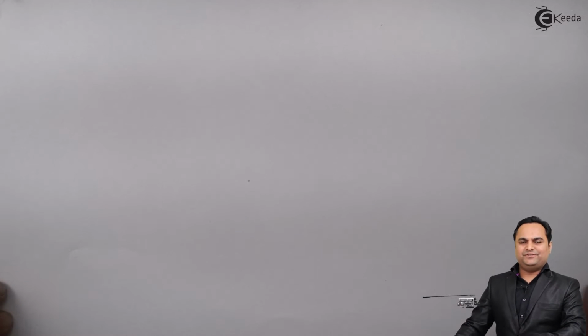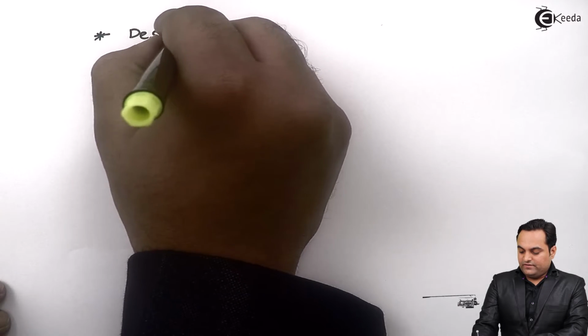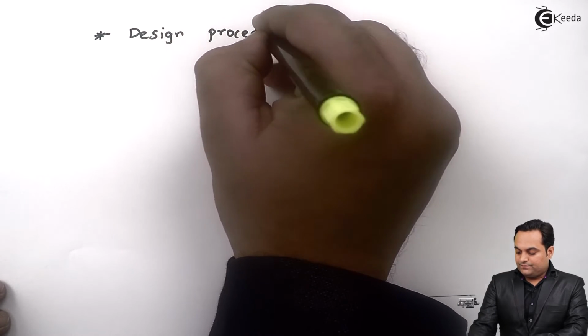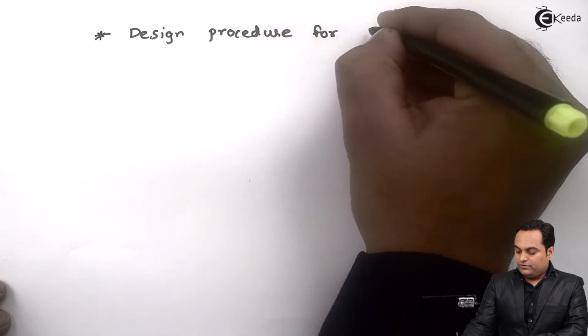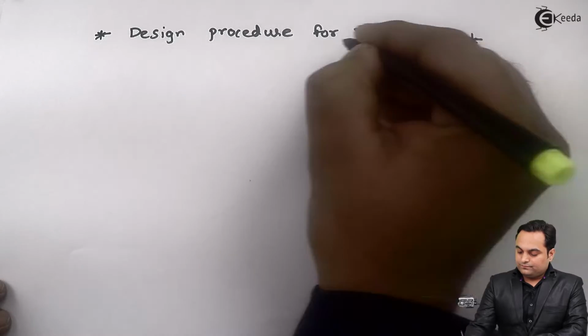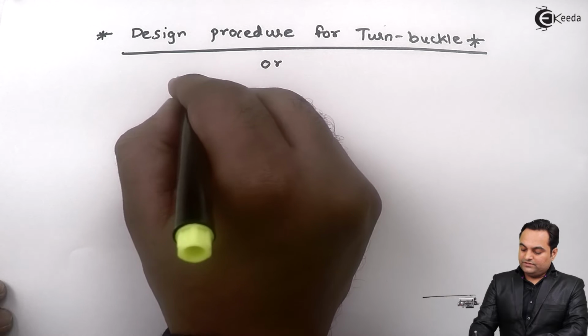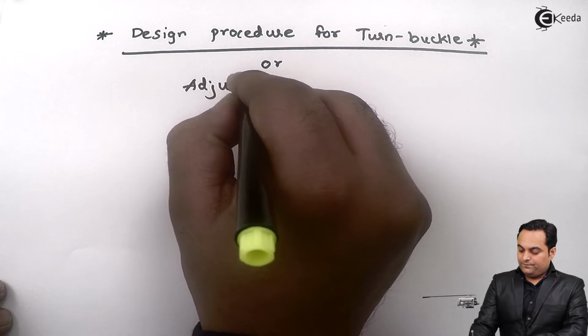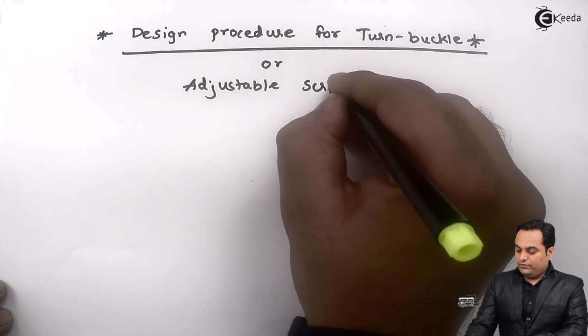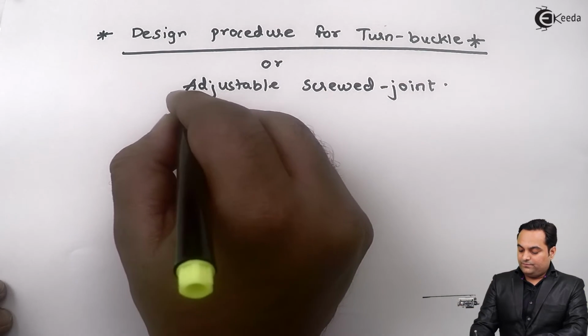Now after we have understood about the coupler nut, or we can say the entire turnbuckle, we can start with its design procedure. So here we have the complete design procedure for turnbuckle. When we are designing turnbuckle, it is also called as adjustable screwed joint. That is the other name for turnbuckle.